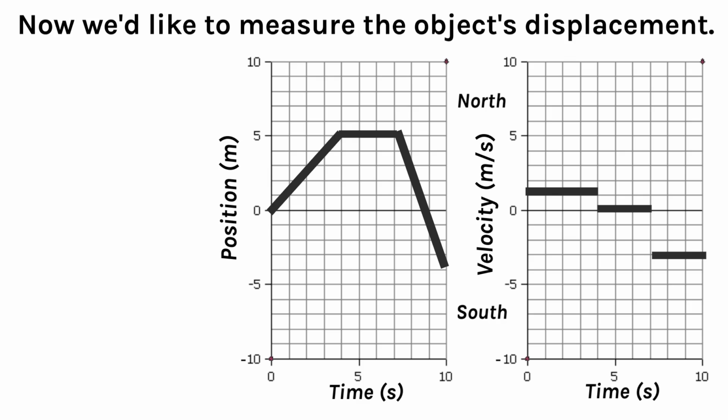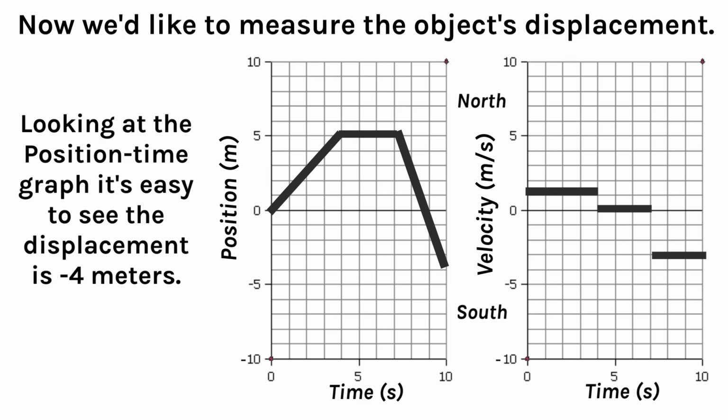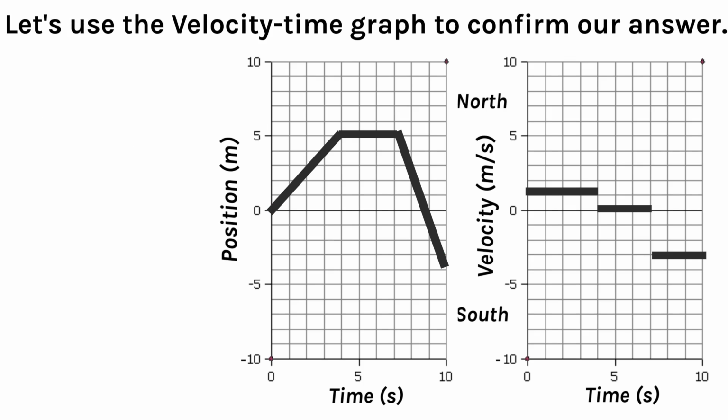Now we'd like to measure the object's displacement. Looking at the position time graph, it's easy to see the displacement is negative 4 meters. Look at the start and end point. Let's use the velocity time graph to confirm our answer.